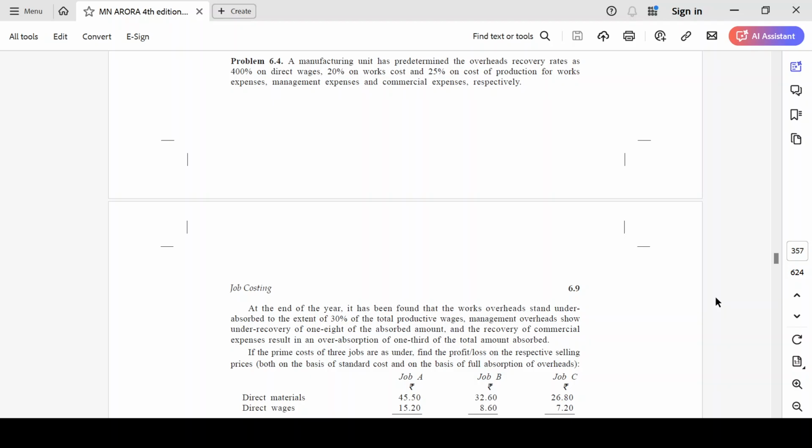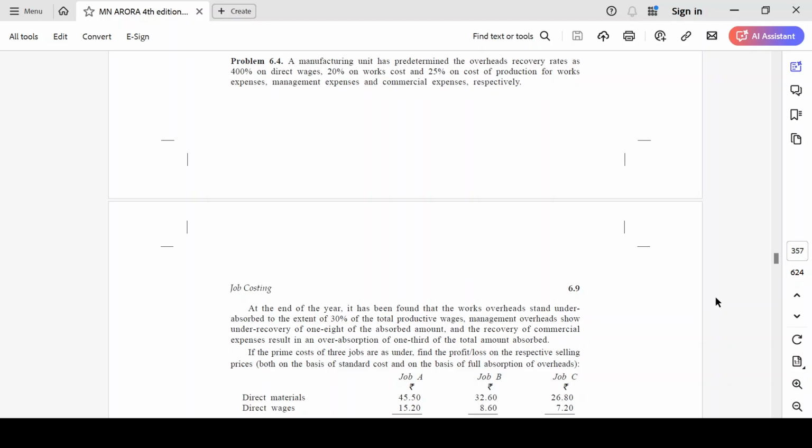First, let's understand the problem. Always, whenever you see a big question, do not get carried away. Always break it step by step, line by line. Let's start. A manufacturing unit has predetermined the overheads recovery rate as 400% on direct wages, 20% on works cost, 25% on cost of production for works expenses, management expenses and commercial expenses respectively. Agreed? This is already given in the question: 400% on direct wages, 20% on works cost and 25% on cost of production.